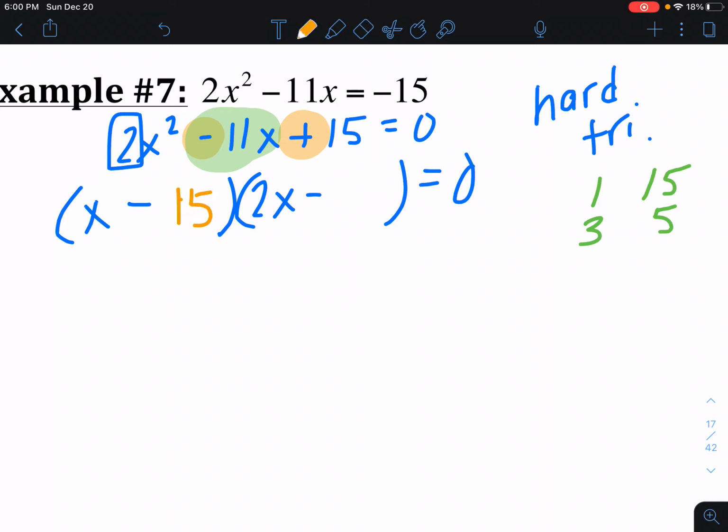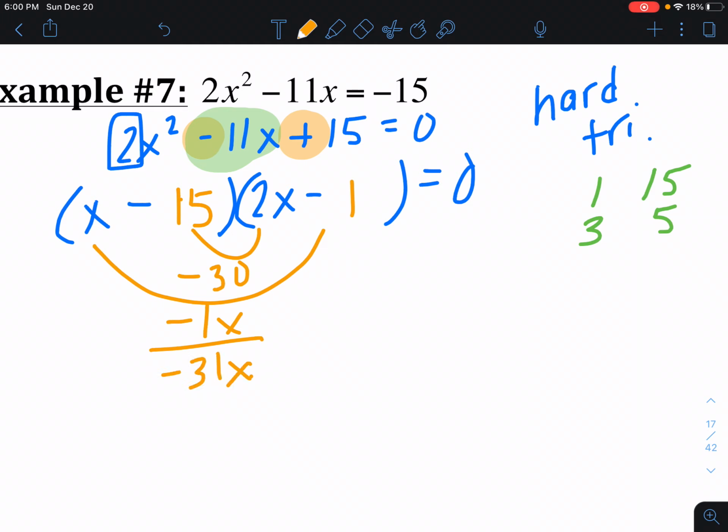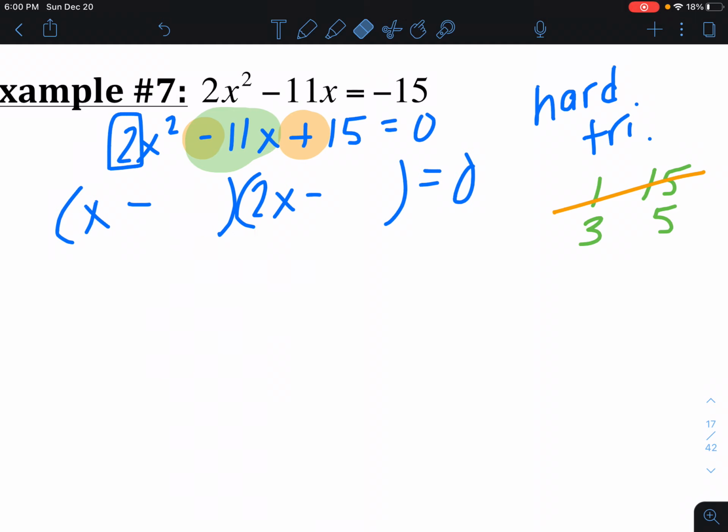So 15, then 1. So let's do O and I here. Outside, inside. That adds up to negative 31x. That's not 11x. So we know the 1 and 15, and 15 and 1, no matter what, they're garbage. So let's try 3 and 5.